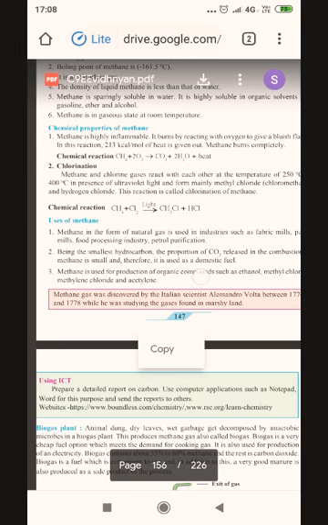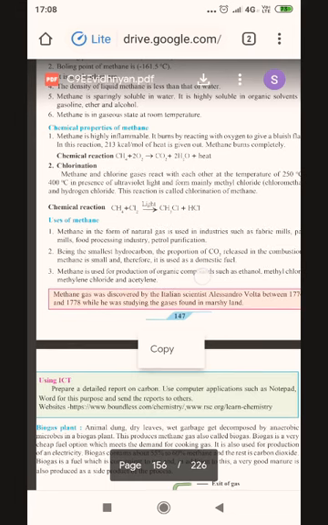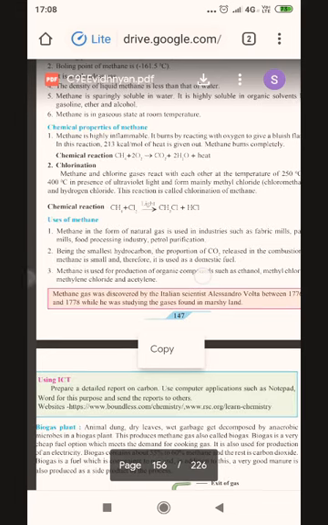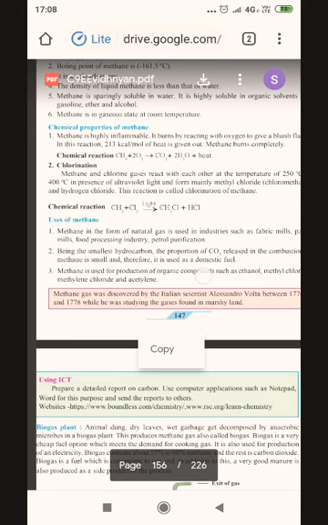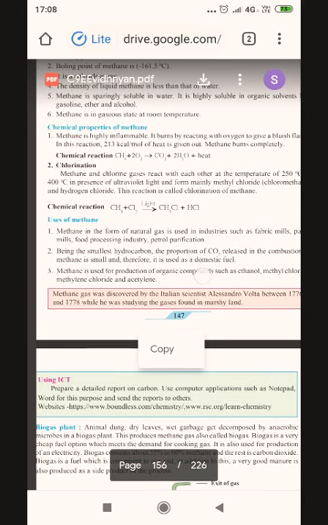Now, this was all about the physical properties which we can see with our naked eyes, but there are certain chemical properties which we should know. Methane is highly inflammable, meaning it catches fire very fast. It burns by reacting with oxygen and gives a bluish flame. In the reaction, 213 kilocalories per mole of heat is given out. Methane burns completely. Chemical reaction: methane reacts with air, that is oxygen from the air, to form carbon dioxide, and water in the form of vapor is given out, plus heat is also given out.